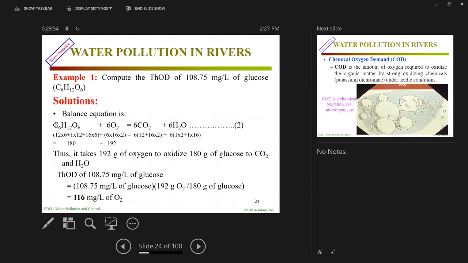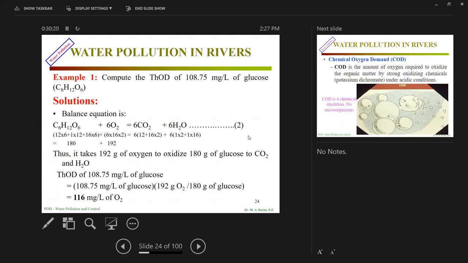Plus I have hydrogen; the atomic weight for hydrogen is 1, and I have 12 hydrogens, so that's 12. Then I have 6 oxygens, and each oxygen has an atomic weight of 16. So 16 times 6 will give me 96 for one base. Here it is six in total. How many oxygen atoms do we have? Each oxygen has 16, and there are two atoms in there. So that's what I have.